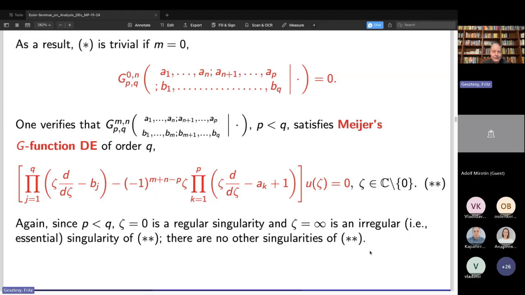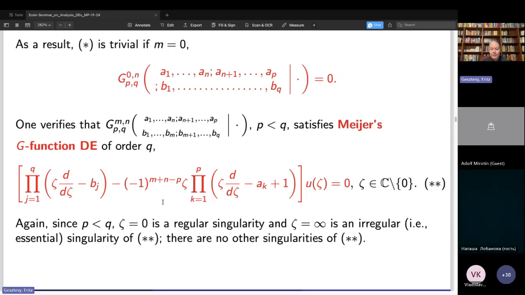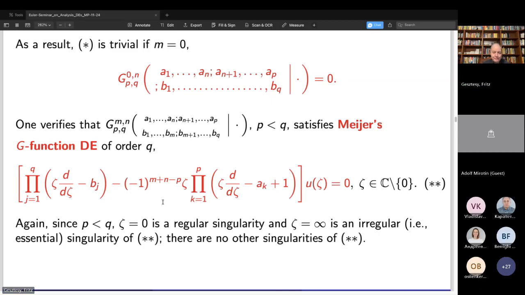We will have soon another differential equation 3 star, which we will use repeatedly. For that one, we will put n and p equal to 0. So the special case where p equals n equals 0 will play a large role when we specialize to the Euler differential equation. And once again, one can analyze this differential equation and see that the origin is a regular singularity, but infinity is an essential singularity.